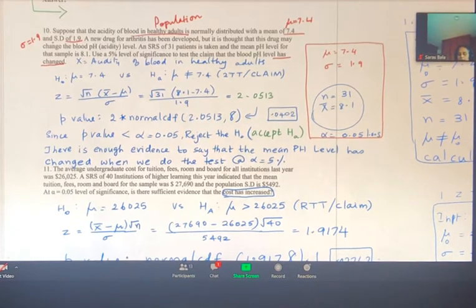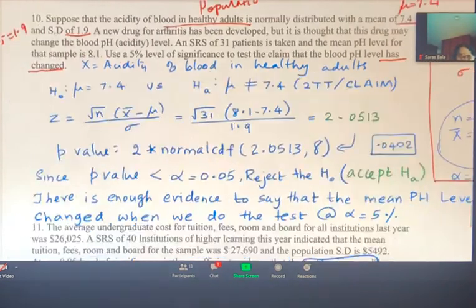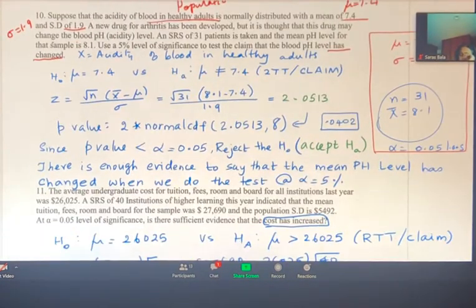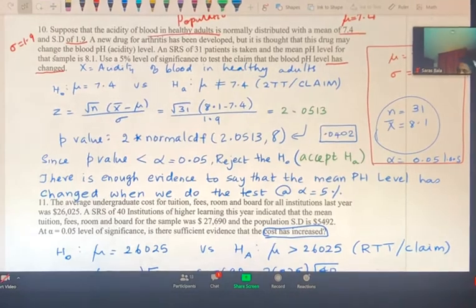Since the p-value is less than alpha, the p-value is about 4%, but the probability you are comparing with is 5%, because in the problem it's given: use 5% level of significance to test the claim that the pH level has changed after the medication, or after the new medicine given to those patients. So you are going to reject the null hypothesis. Out of the two sentences, if you are rejecting your null hypothesis, alternatively you're accepting the alternative hypothesis. So that's what I'm going to write with the technical term.